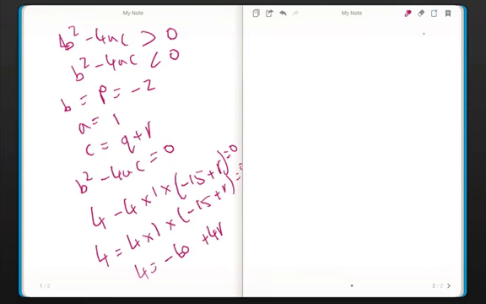Let me clear the page over here. I hope you've taken this down. 4r is equal to 60 plus 4, so r would equal 64 over 4. r will equal 16. And this should be the correct answer.